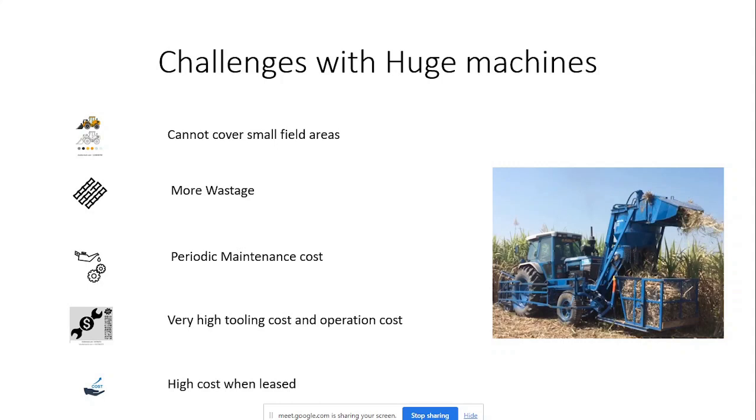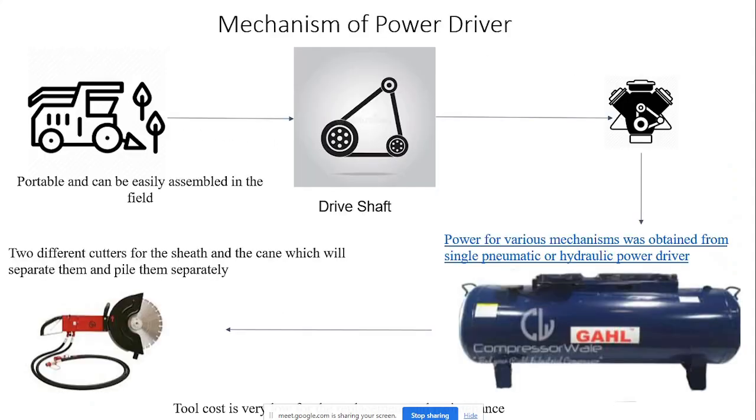To avoid these challenges, I may go for making portable machines. A portable machine can be easily assembled in the field itself; the machine components can be dismantled and then assembled. I can use a drive shaft for operating the mechanisms involved in the overall machine. For operating the drive shaft, I may utilize a pneumatic or hydraulic power drive. I may produce it within my laboratory itself.